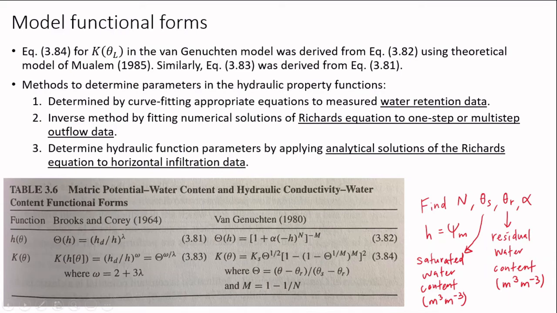Also, I would like to talk a little bit more about the variable here. For example, you have this variable equals this bracket: volumetric water content minus residual water content, divided by the saturated water content minus the residual water content. This equation shows that m equals 1 minus 1 divided by n. So this n and m are actually related by this relation.